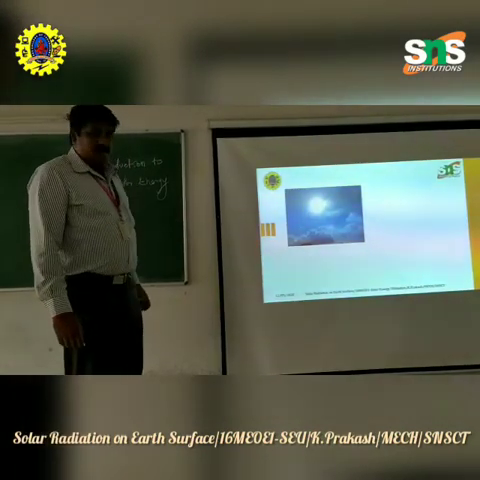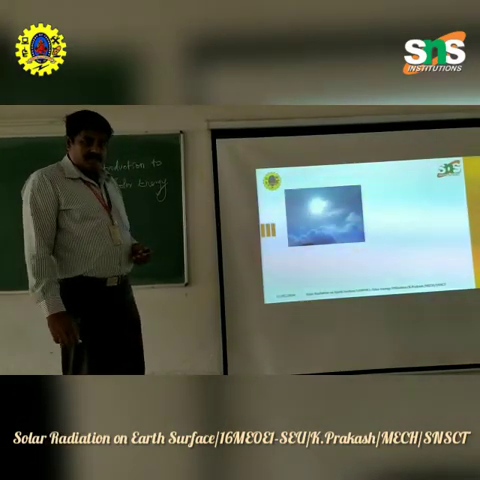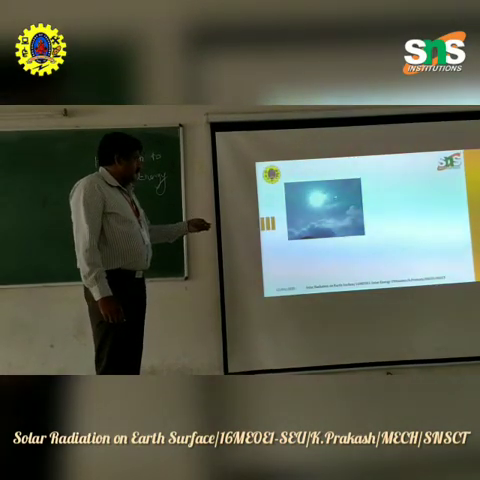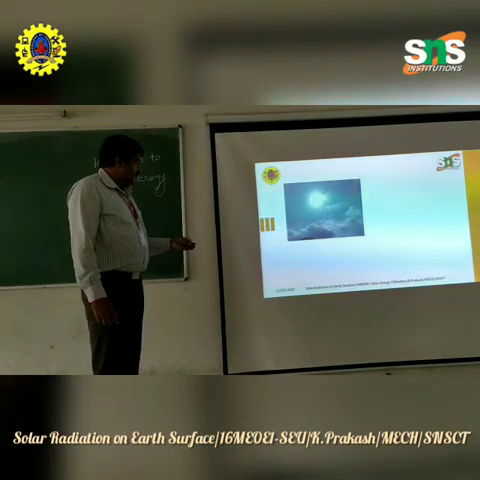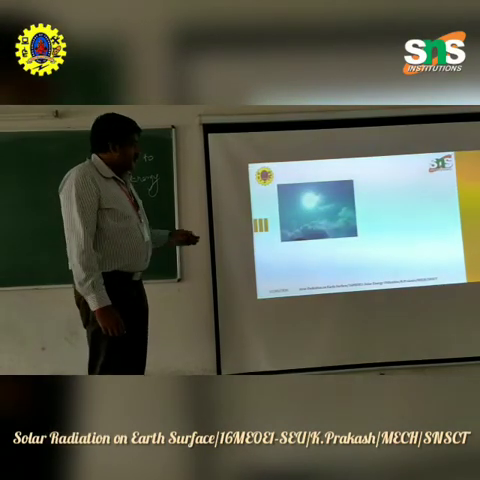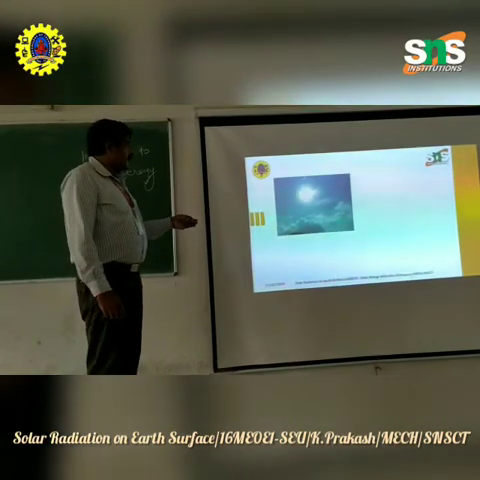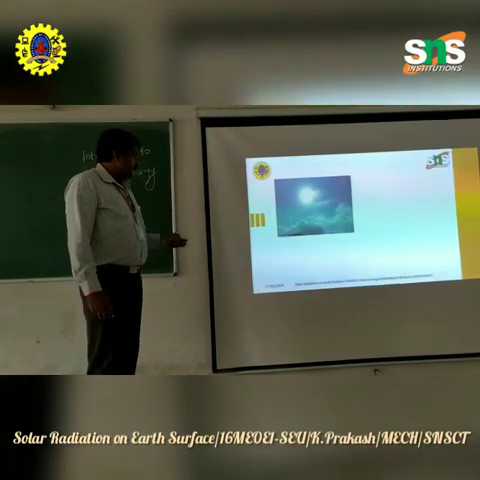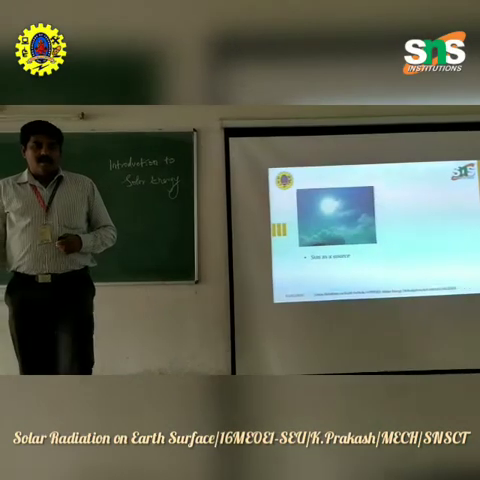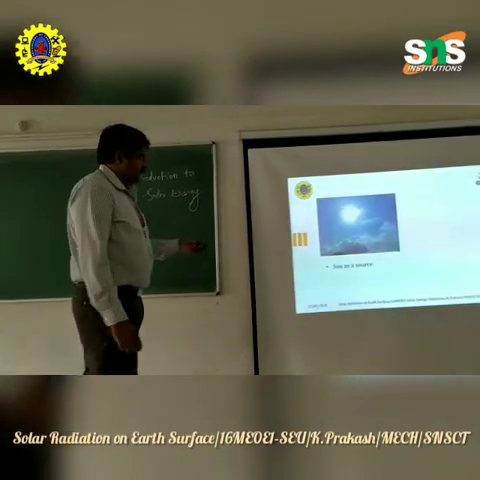We can see here a picture is available. What can we infer from this picture? By seeing the picture, we can see this is a sun and these are clouds. What we understand from this picture is that the sun is a source of energy. It emits a lot of heat energy. So this is the highlight behind this picture. The sun is a source of light energy and heat energy.